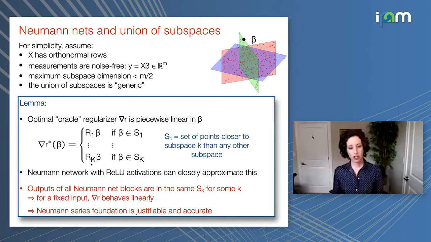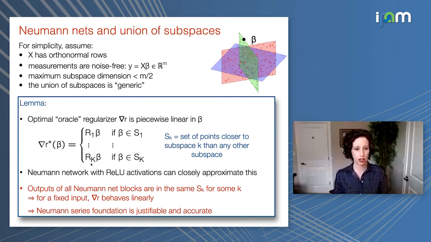In addition, remember that when we had that Neumann network, we had B different blocks and we were cleaving off the outputs of all those different blocks. What we can show is that if we train this network with data from a union of subspaces, then the outputs from all of those different blocks are going to correspond to exactly the same subspace. So in other words, if you just hand me a beta from one of the subspaces in this union of subspaces, then the gradient of the regularizer that I learn with my Neumann network is going to behave linearly. Even though overall we're learning something that's nonlinear or piecewise linear, for any particular fixed input the network behaves like a linear operator, which allows us to say that this Neumann series foundation is justifiable and isn't causing us any major distortions.